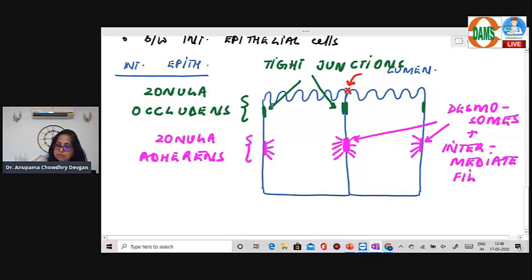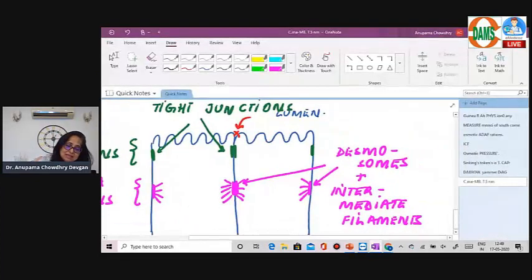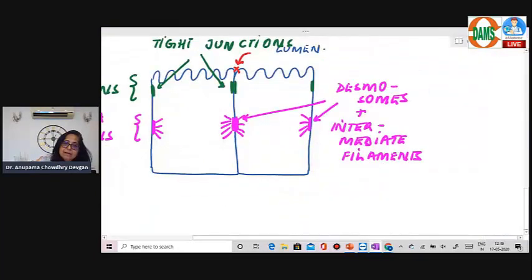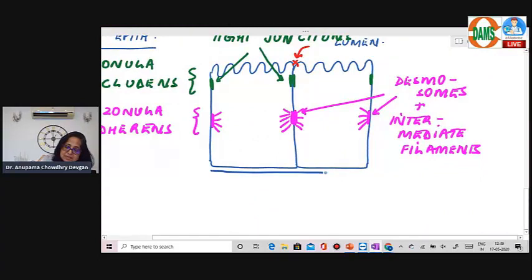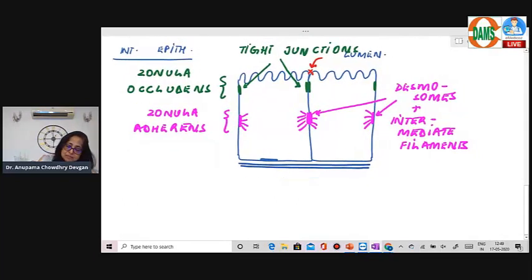Intermediate filaments form the cytoskeleton, right? So desmosomes are associated with these intermediate filaments. Zonula adherens. Towards the basal side of the cell, the cells are attached to the basement membrane with the help of special proteins, which are called hemidesmosomes.